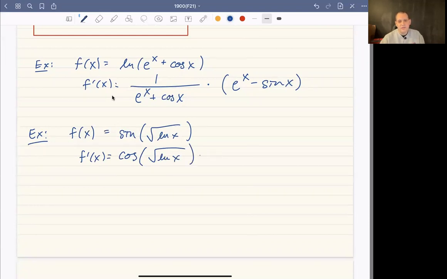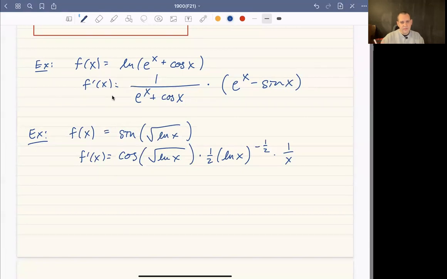What's the derivative of the square root of natural log of x? Well, that's the natural log of x to the 1/2 power. So the derivative would be 1/2 natural log of x to the negative 1/2, again, times the derivative of the inside, which would be 1 over x. So here we use the chain rule twice. Okay, but that's the derivative there. Simplify it to your heart's content. I'm happy with this. Okay.